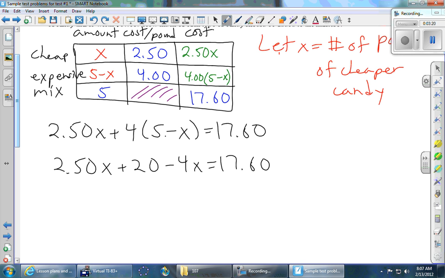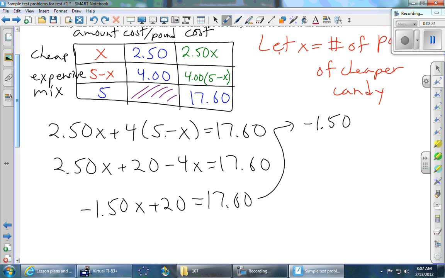We'll combine the x's on the left-hand side. Minus 1.50x plus 20, equals 1760. Now we'll subtract the 20 from both sides. And we get negative 2.40. And then finally divide both sides by negative 1.50. So we get negative 2.40 divided by negative 1.50.